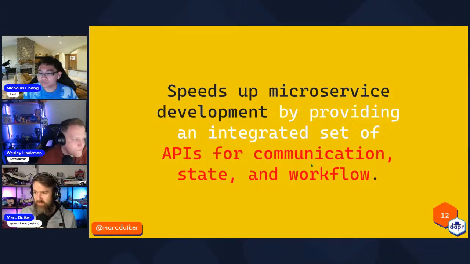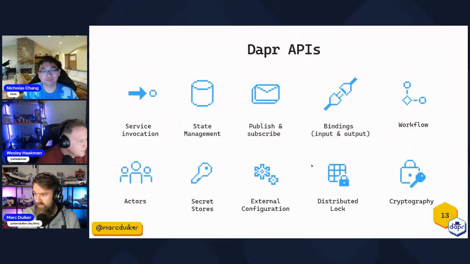So Dapr also speeds up development by providing a really broad suite of APIs for communication, state, and workflow. And at the moment, there are 10 different APIs that Dapr is offering. I won't demo all of them. I also won't describe all of them because it's really quite a lot. But I'll definitely demonstrate the service invocation one, the PubSub one, and also the state management one.